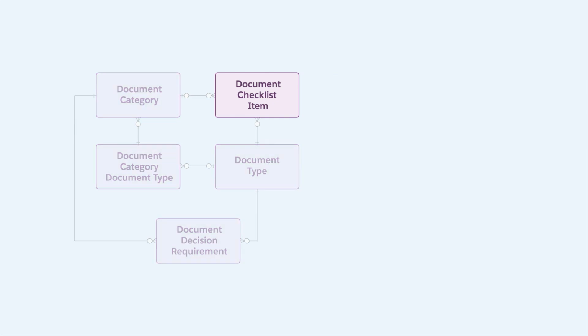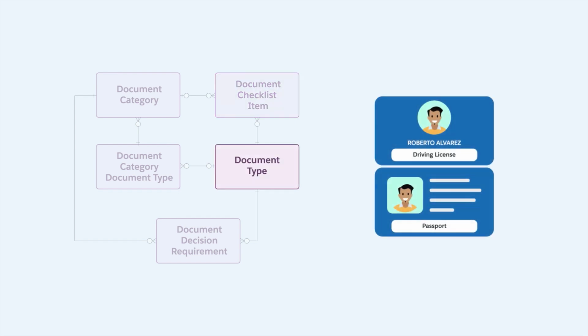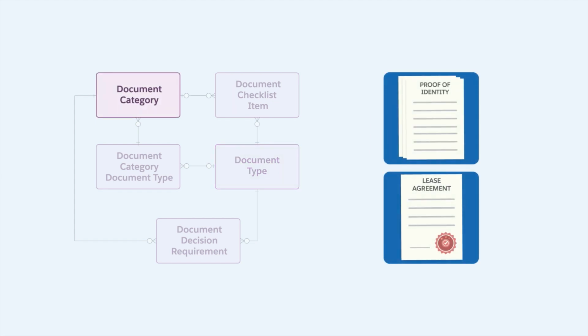The Document Checklist item object stores information on uploaded documents, such as the documents uploaded during an assessment. The Document Type object stores information on different types of documents required for various applications. For example, driver's license, SSN card, and birth certificate. The Document Category object helps you organize document checklist items into functional groups. For example, identity proof and address proof.